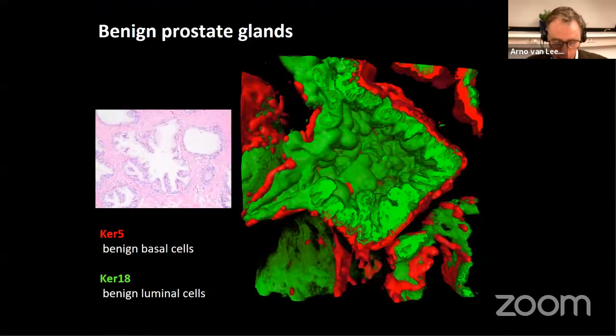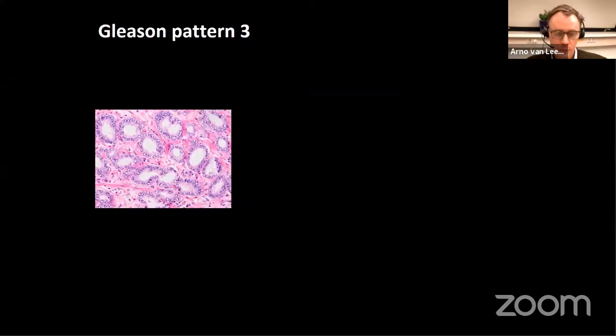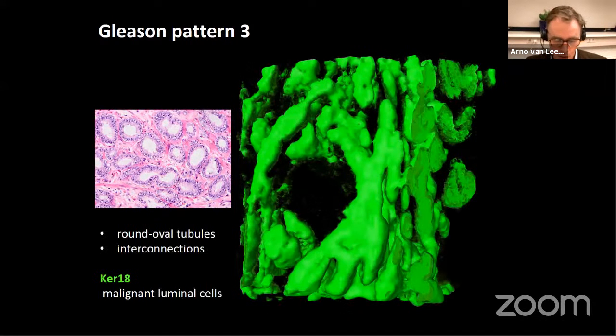As an example, here you can see a normal prostate gland, which is a three-dimensional acinar structure with subtle papillary projections. You can see the basal cells are labeled with keratin 5, depicted as red, and the luminal cells with keratin 18, depicted as green. So what is Gleason pattern 3, consisting of round to oval glands in cross-section? Well, actually, it's a three-dimensional tubular network with sporadic tubular branching and interconnections.